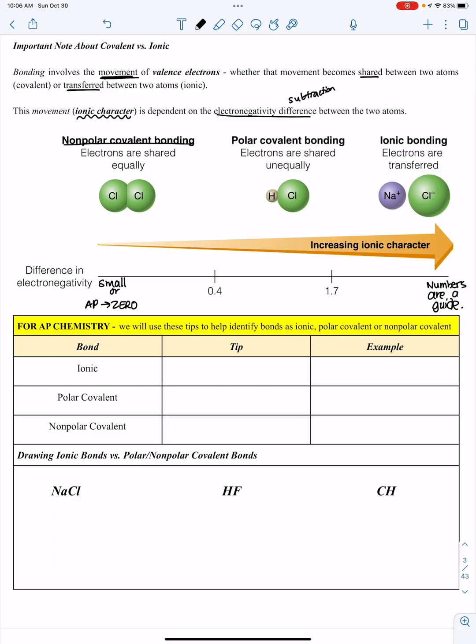Then you have polar covalent bonding. The difference would be middle, kind of not 0. For AP, we're just going to say 2 different non-metals. I'm going to put that in that box here. And then finally, ionic bonding is when we have a large difference in electronegativity. There's not going to be some number. It's just going to be very far apart on the periodic table.